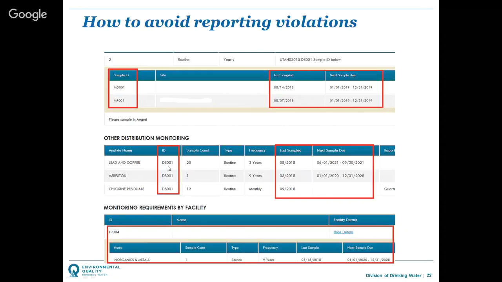It's DS001. It's going to show when they last sampled, August 2018, and when their next is due, all the way out in 2021. They have an asbestos sample here. They have to do one in the distribution system. They last did it in March of 2018, and they're not due again until the period between 2020 and 2028. So they have an 8-year schedule with which they can go through.